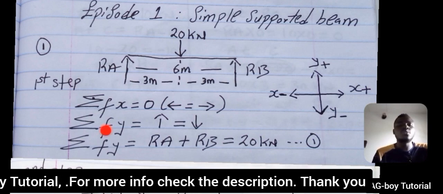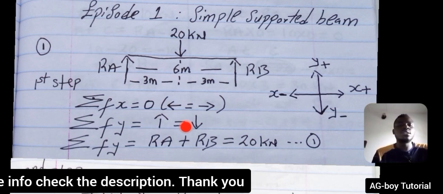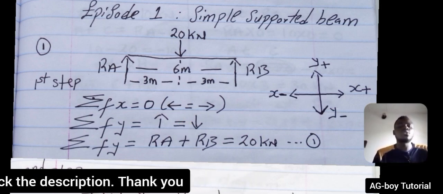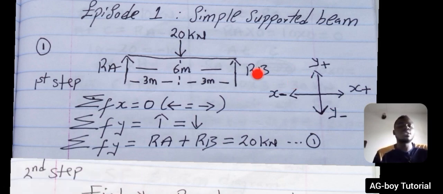Then talking about the sum of force in y, which means the upward force is equal to the downward forces. So this is our coordinate. You can also use the coordinates to work on this problem. Now, if we check the sum of forces going upward, we have our RA and also our RB, and we have to sum both of them together. Then it equals the forces going down, which is our 20 kilonewton here. I can make it equation 1.